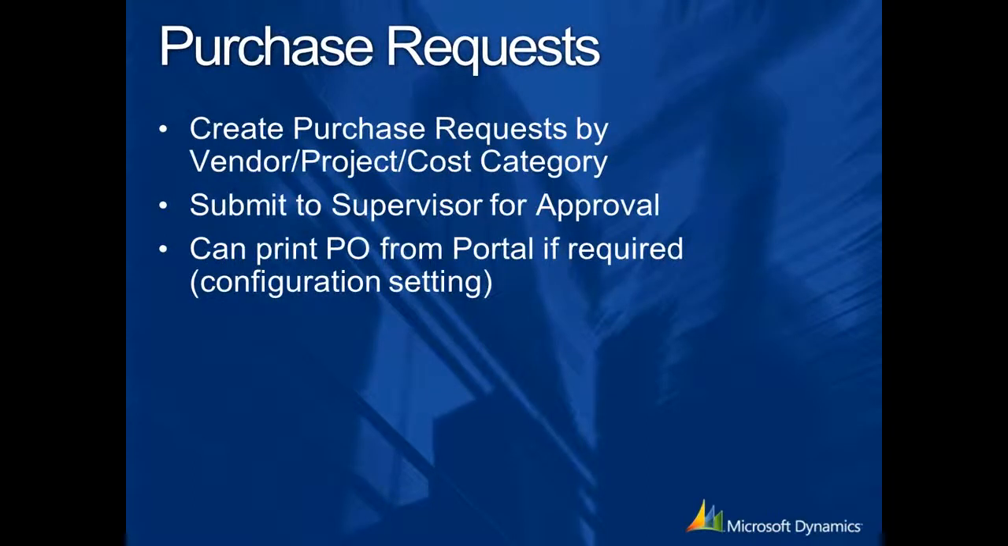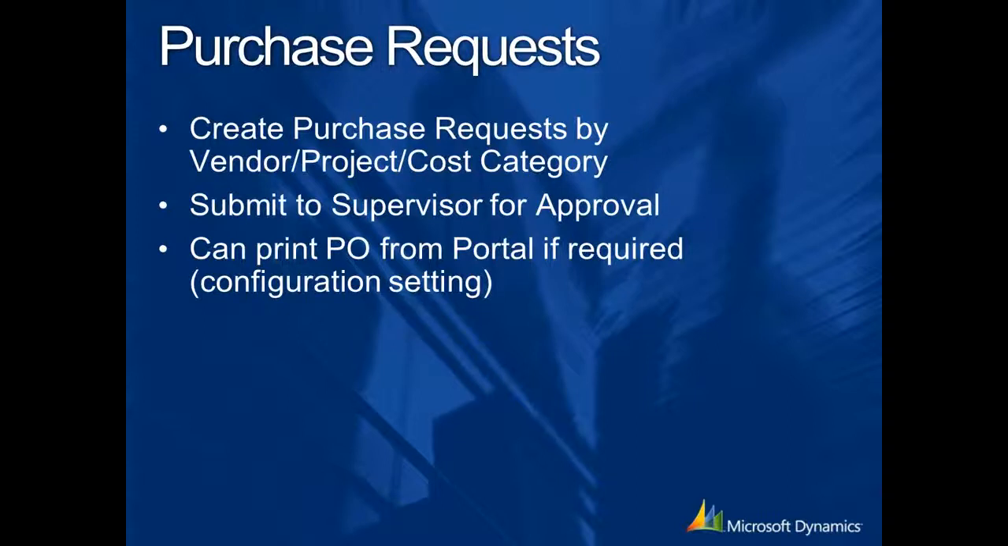So the last piece of functionality I wanted to show you is really purchase requests. Again, very similar to expenses. You're again picking a combination, except this time it's the vendor, but again, project and cost category, and then again it gets submitted to the supervisor for approval. We do have some clients who want to be able to print the PO right from the portal, so we've enabled that functionality. Some clients want to restrict that and only want to be able to print a PO from GP as the actual buyer. So we have both those options available.